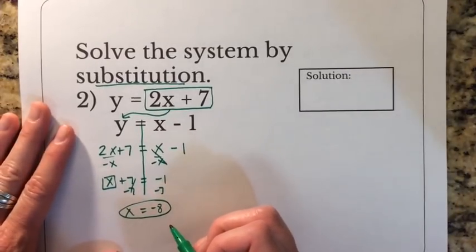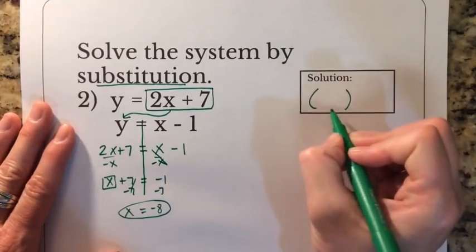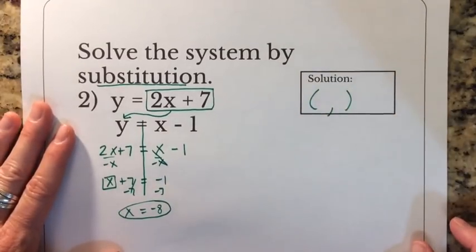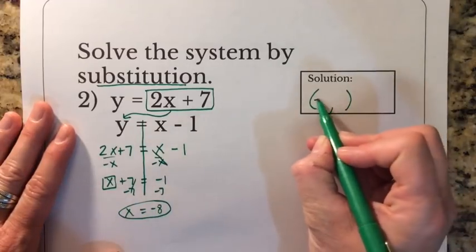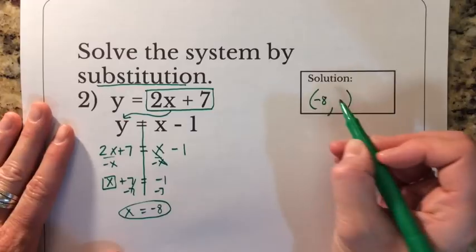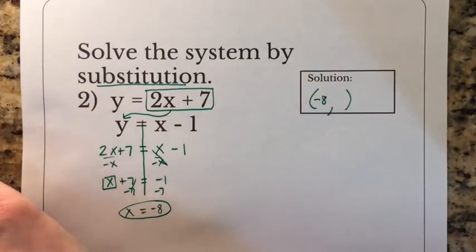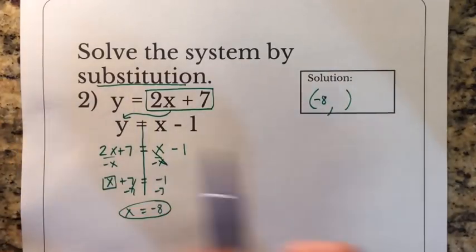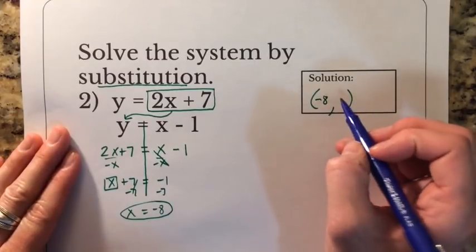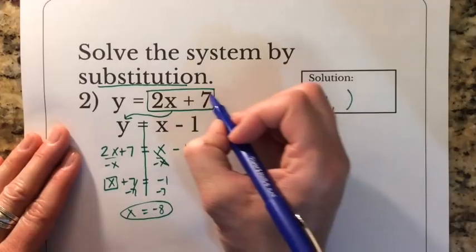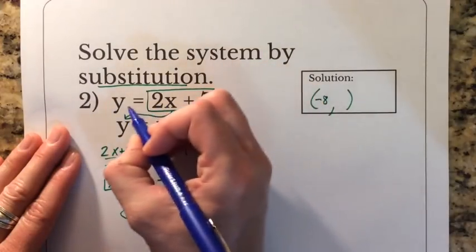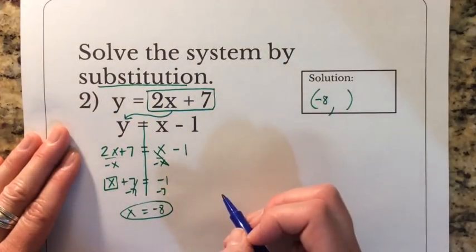I have an x coordinate. So the point at which these two linear equations would cross on the coordinate plane, the point has an x coordinate of -8. So now we just have to figure out what's the y coordinate. So I'm going to take x equals -8 and plug it into the equation that has the package. Remember, that's going to be the easiest equation to use.